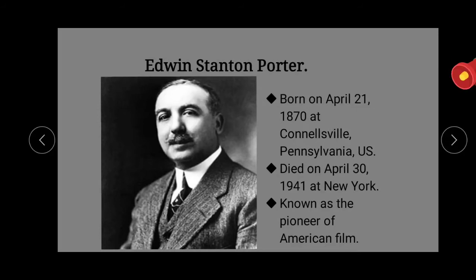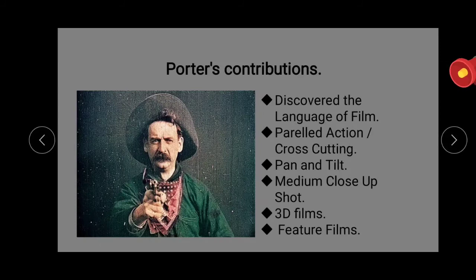I think the most common film that we all must have seen is Jack and the Beanstalk, which was produced in 1902. Besides, the two most important films are The Life of an American Fireman in 1903 and The Great Train Robbery in 1903. So it was during these two films that something different was seen, like the cross-cutting technique or the parallel action, pan and tilt, the medium close-up shot. Now these were the new concepts that started coming into the film industry.